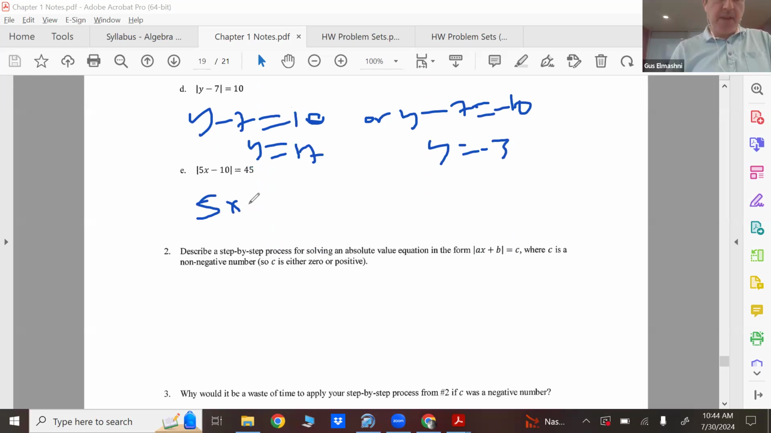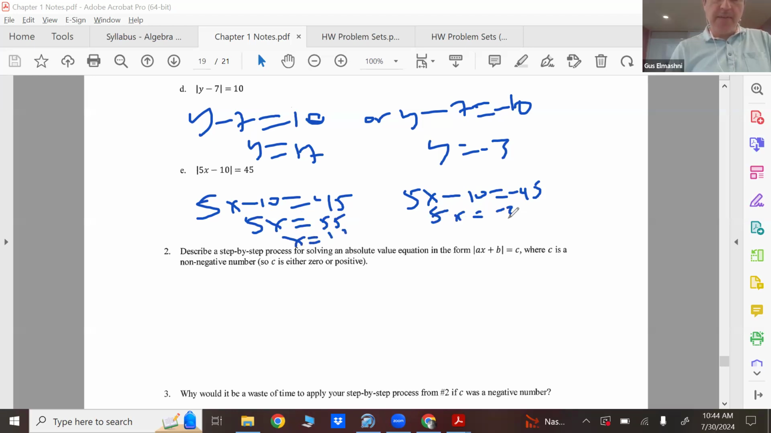So 5x minus 10 equals 45, and 5x minus 10 equals -45. So 5x equals 55, x is 11. 5x equals -35, x equals -7.